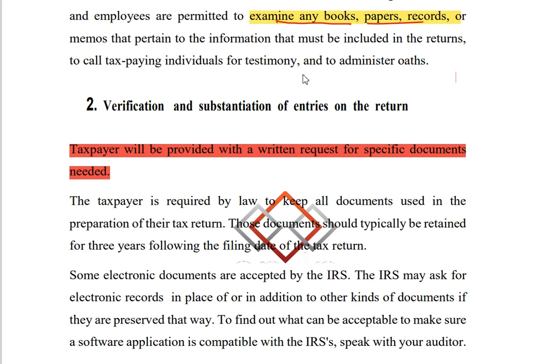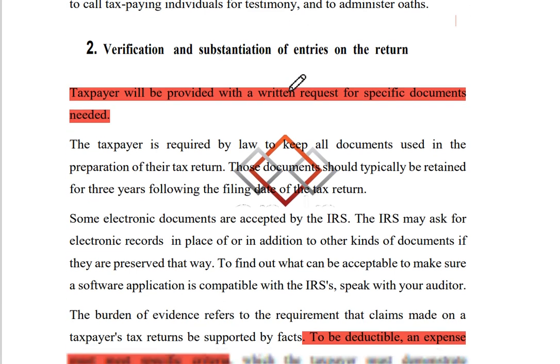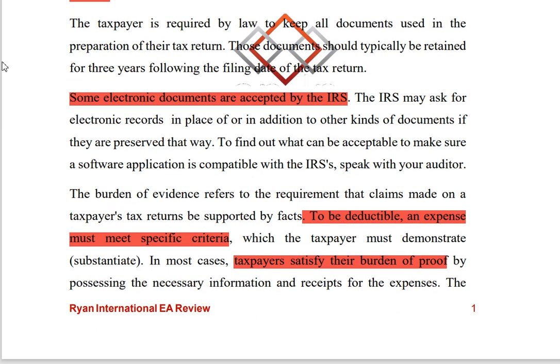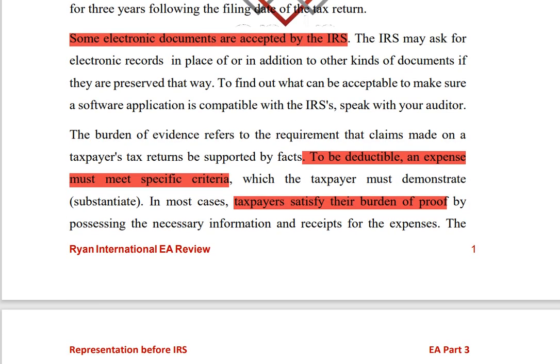So basically, the taxpayer gets a written request for documentation to be submitted to the IRS, probably by email or in person. Certain electronic documents could also be accepted by the IRS if you are maintaining your books of records that way. As we know, for certain expenses to be deductible, they should meet specific criteria. And if the IRS sees there is a problem with that, then they might get into an audit.